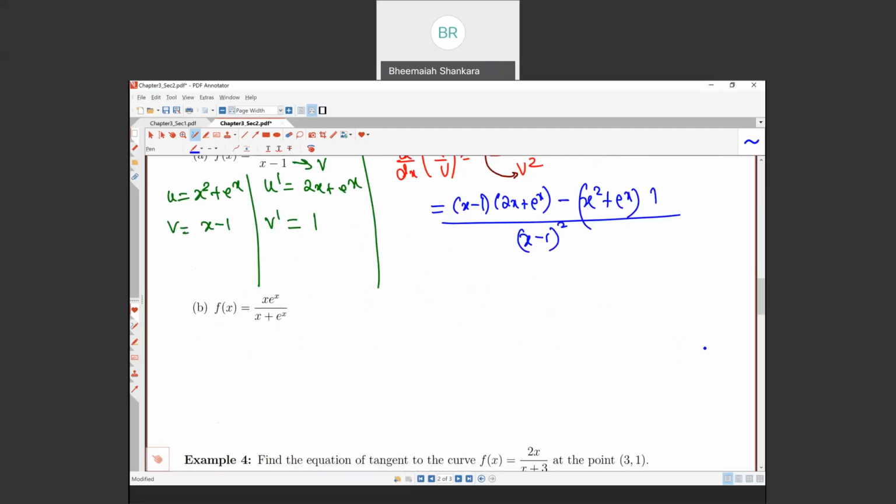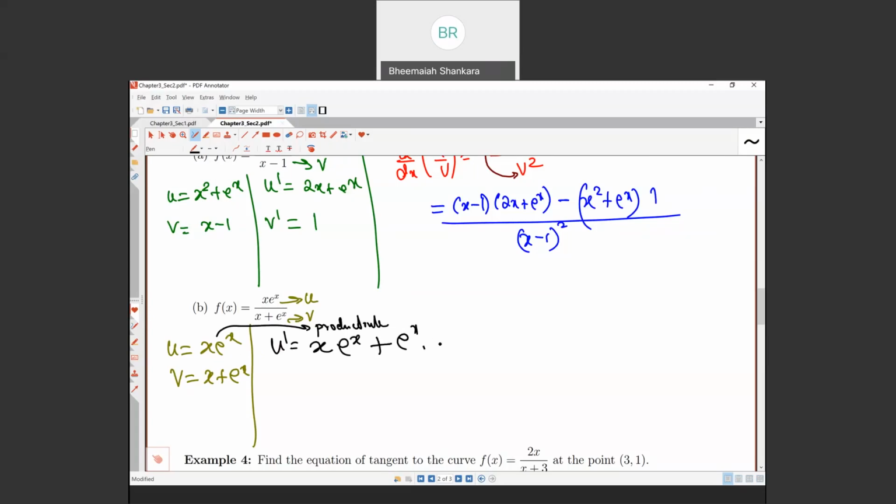In the next example, you have a quotient form of the function. Assume the numerator is u, the denominator is v. So let me write u is x e to the x and v will be x plus e to the x. So now let's find u prime and v prime. When you do u prime, you see that you have a product of two functions. So you want to do a product rule to find the u prime. So fix x, differentiate e to the x, it's the same. Plus fix e to the x, differentiate x, it's 1.